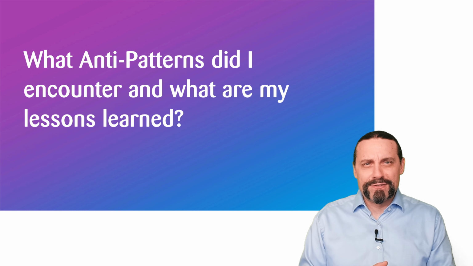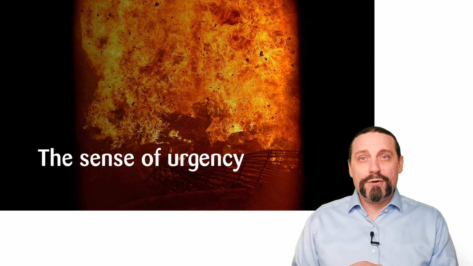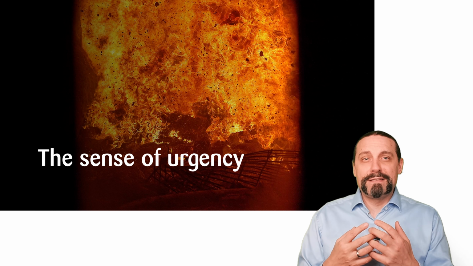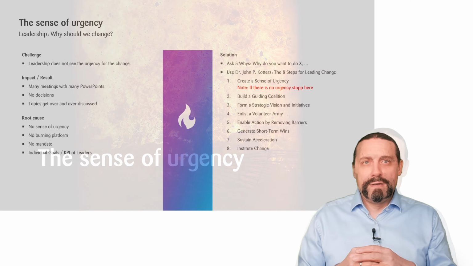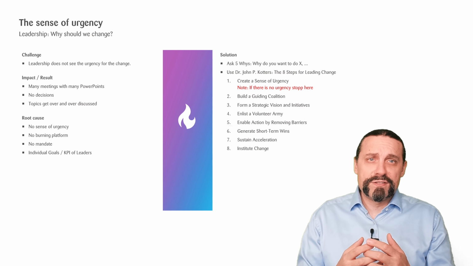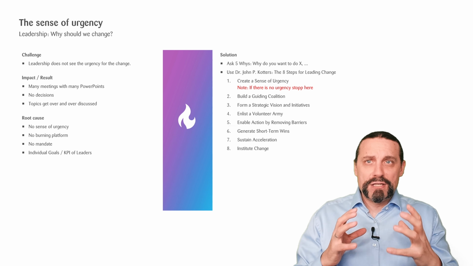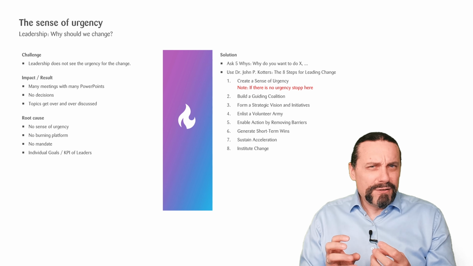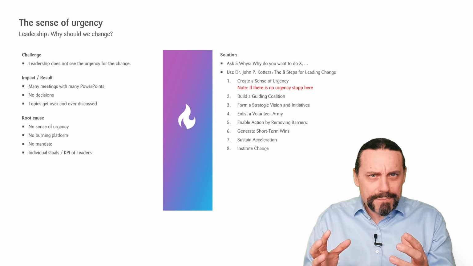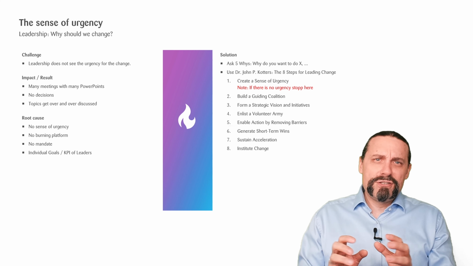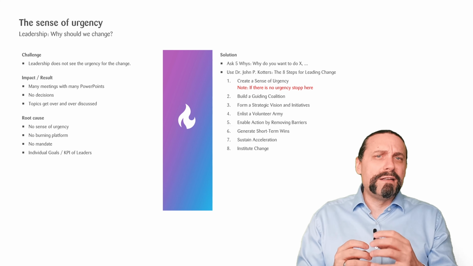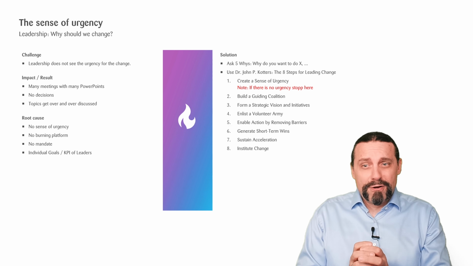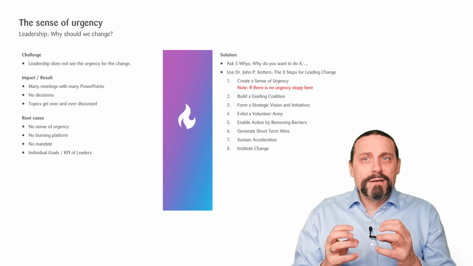The first lesson learned is the sense of urgency. You need to have that sense of urgency. If you don't have that, you will probably only do a small DevOps transformation. So in that case, where you don't have a sense of urgency, this is usually when the C-level does not have that sense of urgency. And the impact of that is that you will have a lot of meetings with many PowerPoints, but no decisions will be taken and topics get overly discussed. The root cause of this problem is that missing sense of urgency.